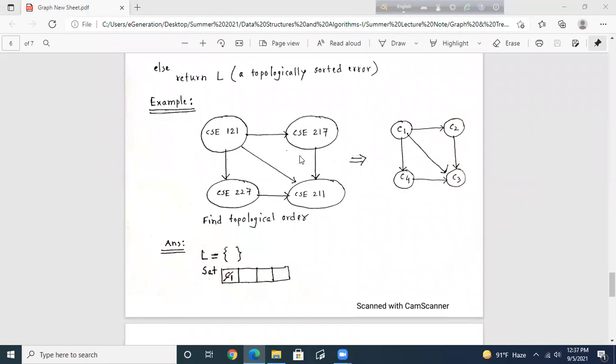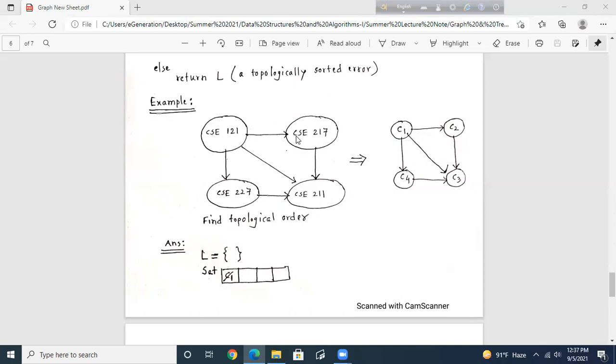Why is there no cycle? Cycle means you are able to move, but after traversing the graph, the first vertex and last vertex are the same. That is a cycle. For example, CSE 121, CSE 227, then CSE 2R1. There is no route from CSE 2R1 back to CSE 121. If this arrow direction were reversed, in that case there would be a cycle. But now this graph does not contain a cycle, because I cannot go from CSE 2R1 to CSE 121.